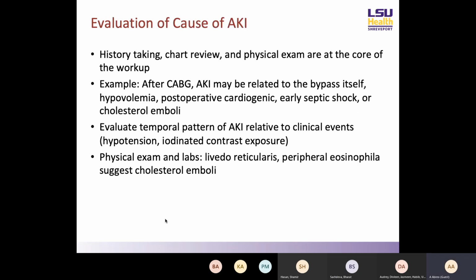So just looking at the fundamentals of how we approach a patient with AKI, the value of history taking and chart review cannot be overstated. That often gives you strong suggestions, if not the answer, as to why the patient has developed AKI. So that in conjunction with your physical exam are really at the core of the workup.